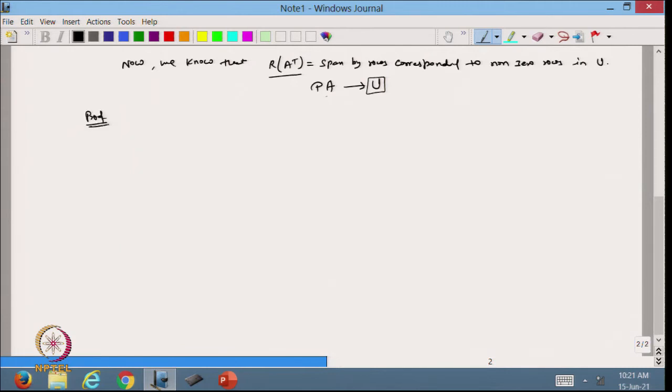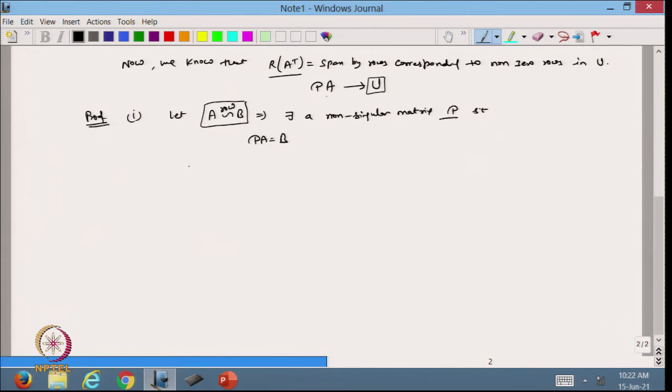So, proof for the first one. Let A be row equivalent to B. This implies there exists a non-singular matrix P such that PA is equal to B. So, this is given to me, and from there I can find PA is equal to B.